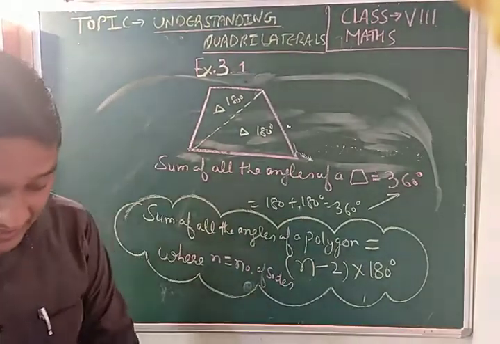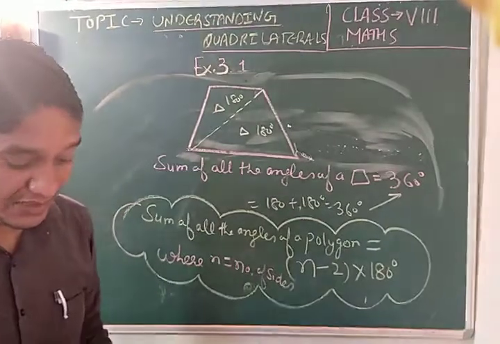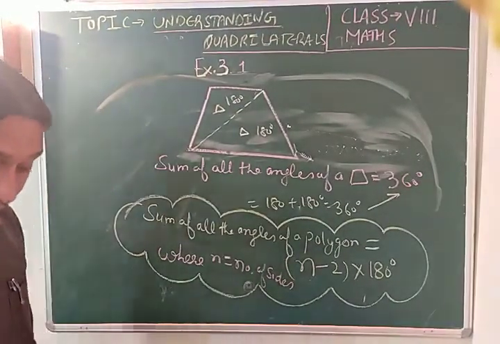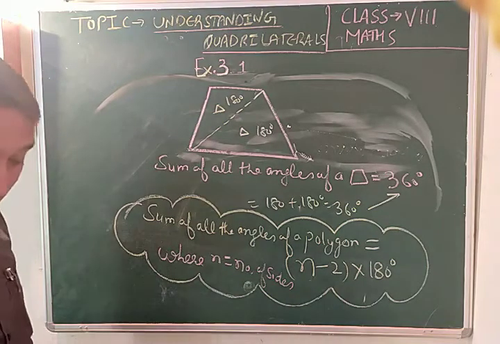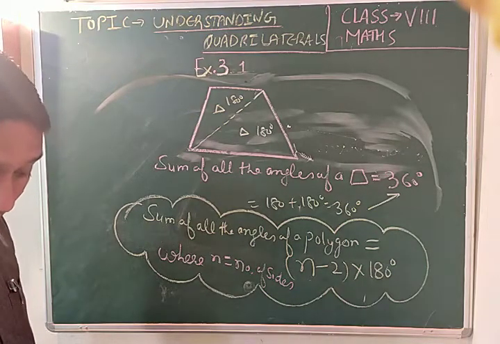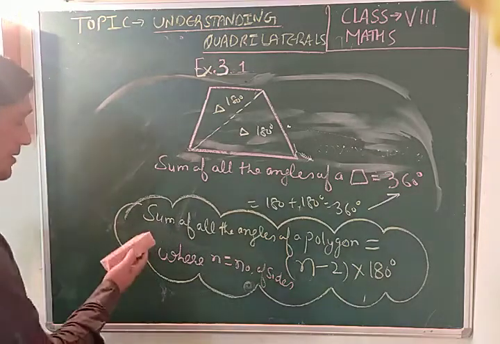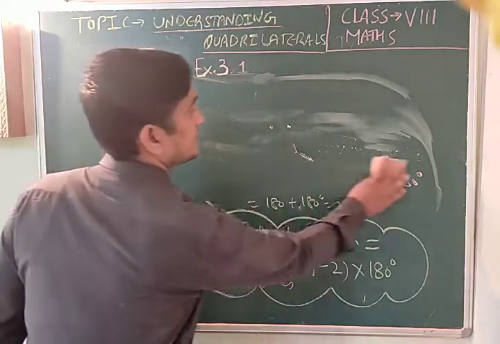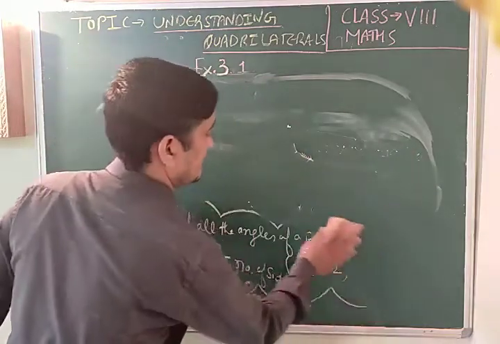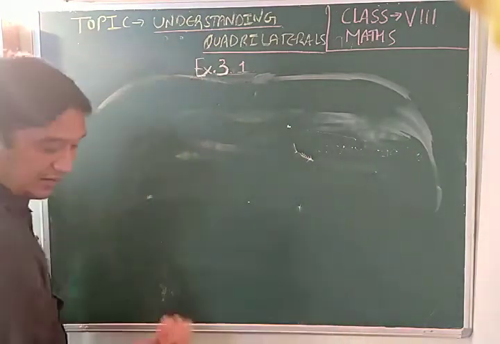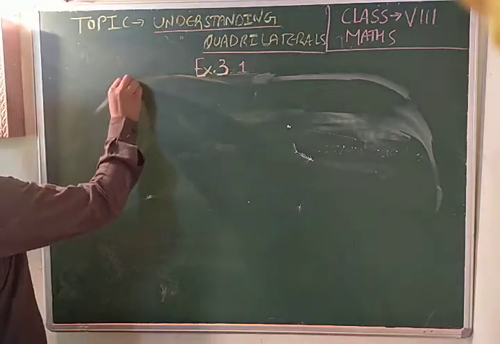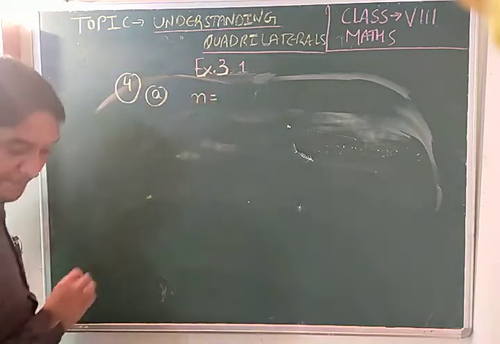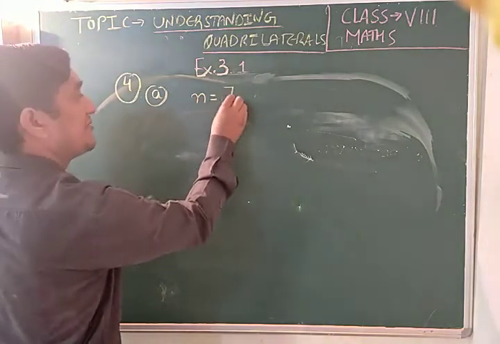So children, turn the page. In the next page we have the questions of question number 4, that is, what can you say about the angle sum of a convex polygon with the number of sides given. Here we have the number of sides, A part, question number 4, A part. Number of sides is 7.